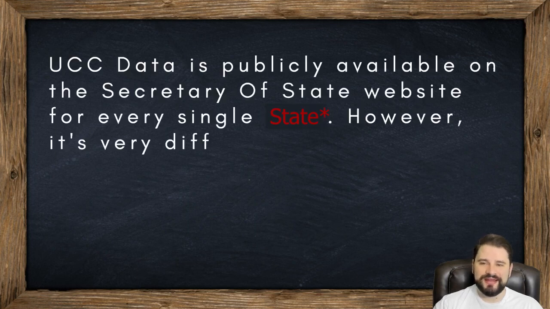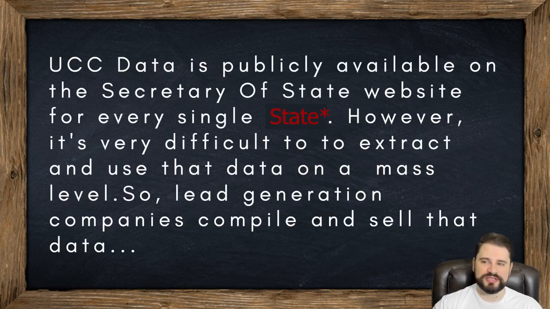However, UCC data is publicly available on the Secretary of State website for every single state, okay? However, it's very difficult to extract and use that data on a mass level. So, lead generation companies compile and sell that data, right? Because the average individual going there and pulling one by one, it's a lot of work, right? So, that's what a lead generation business does, and that's what they sell, right?